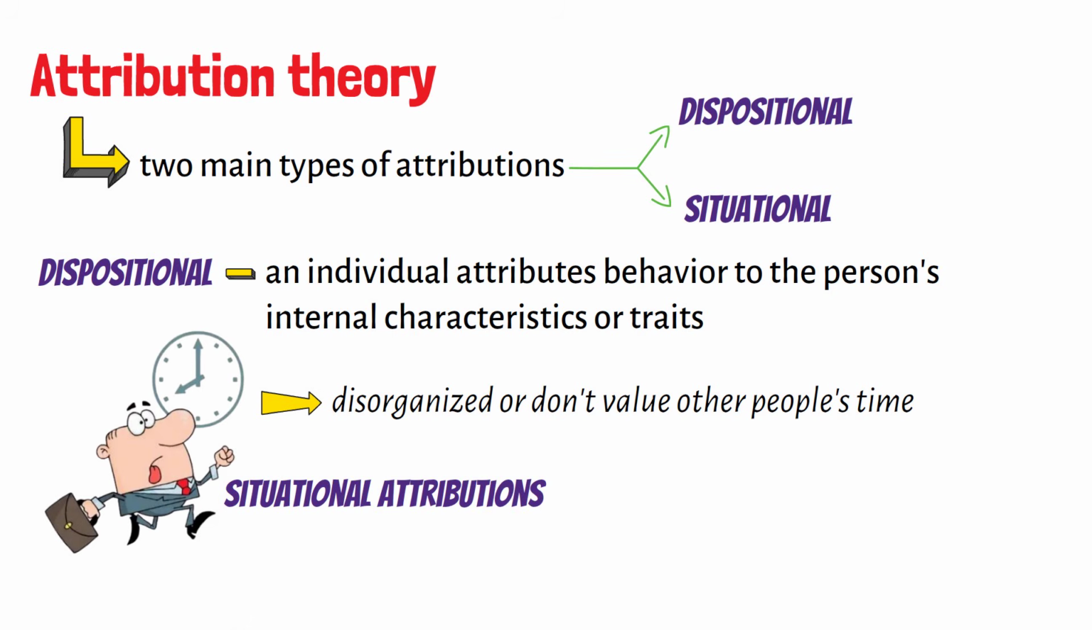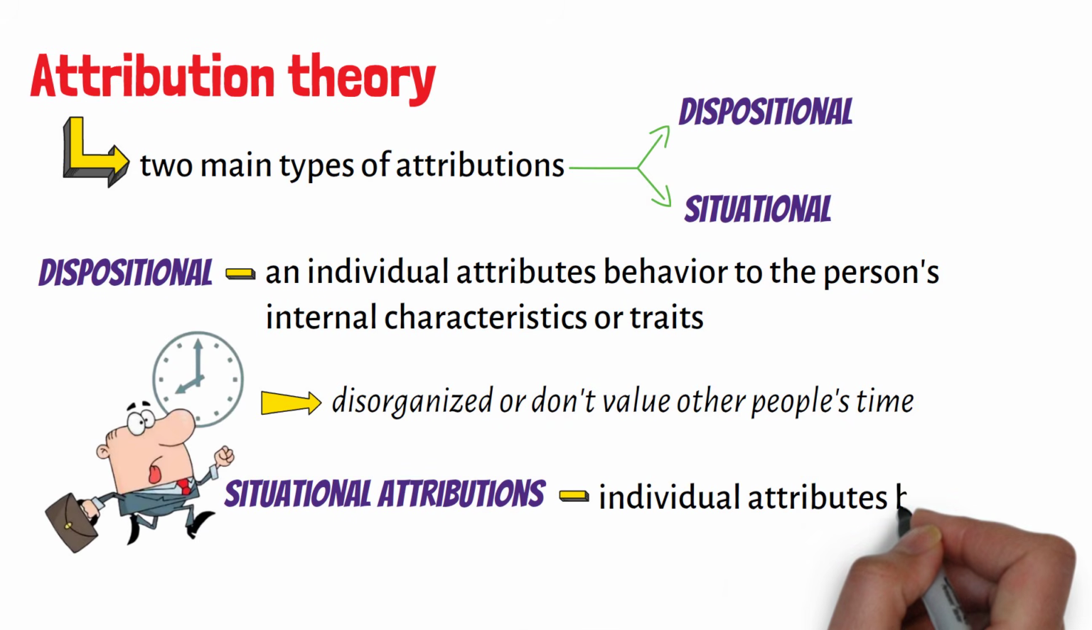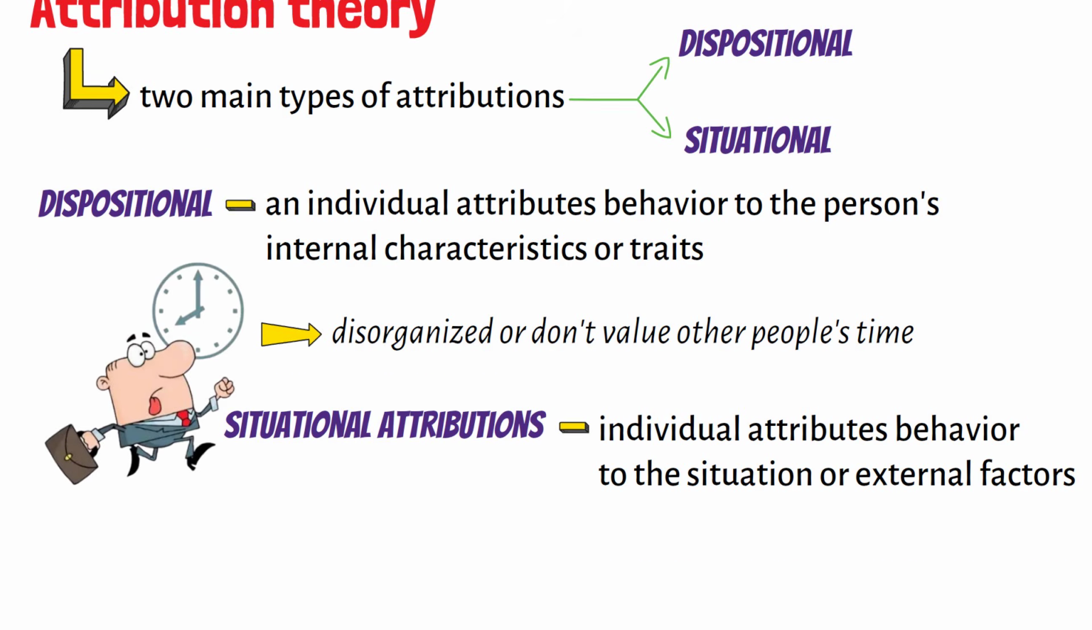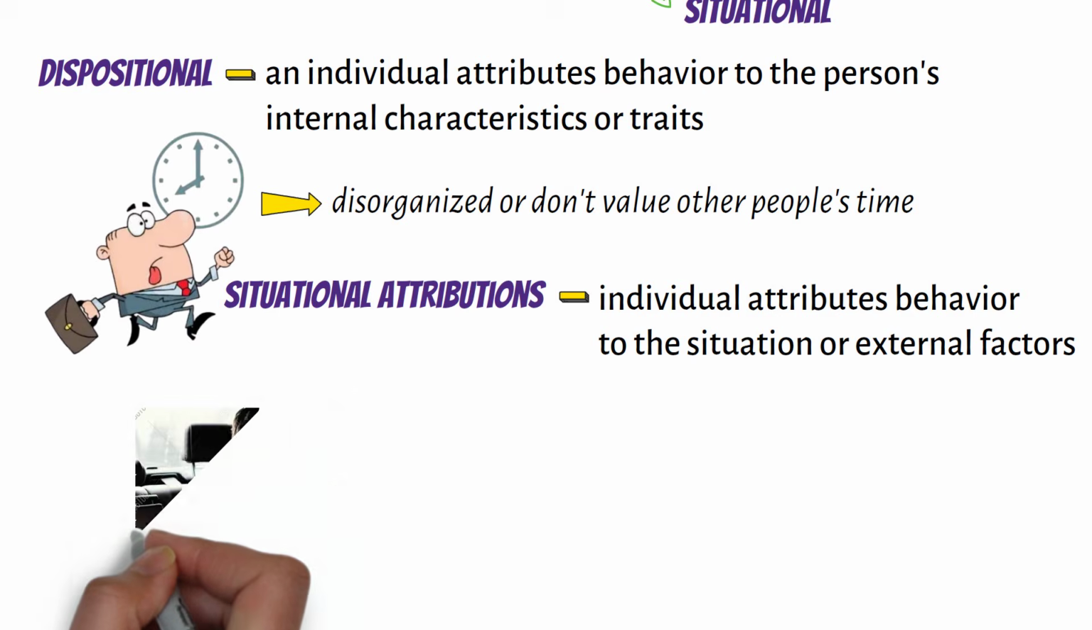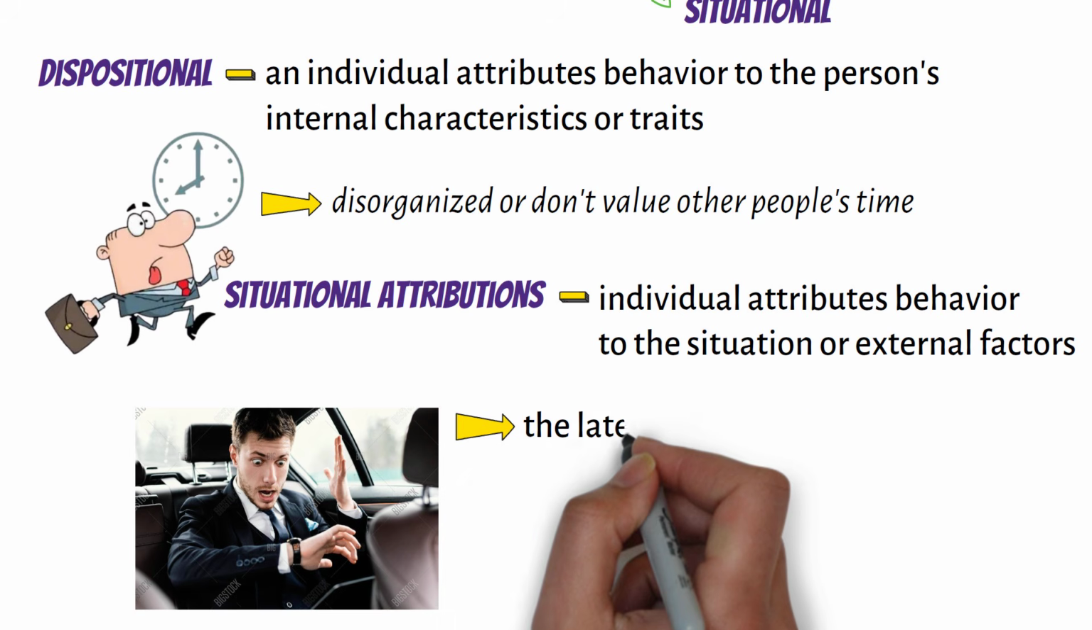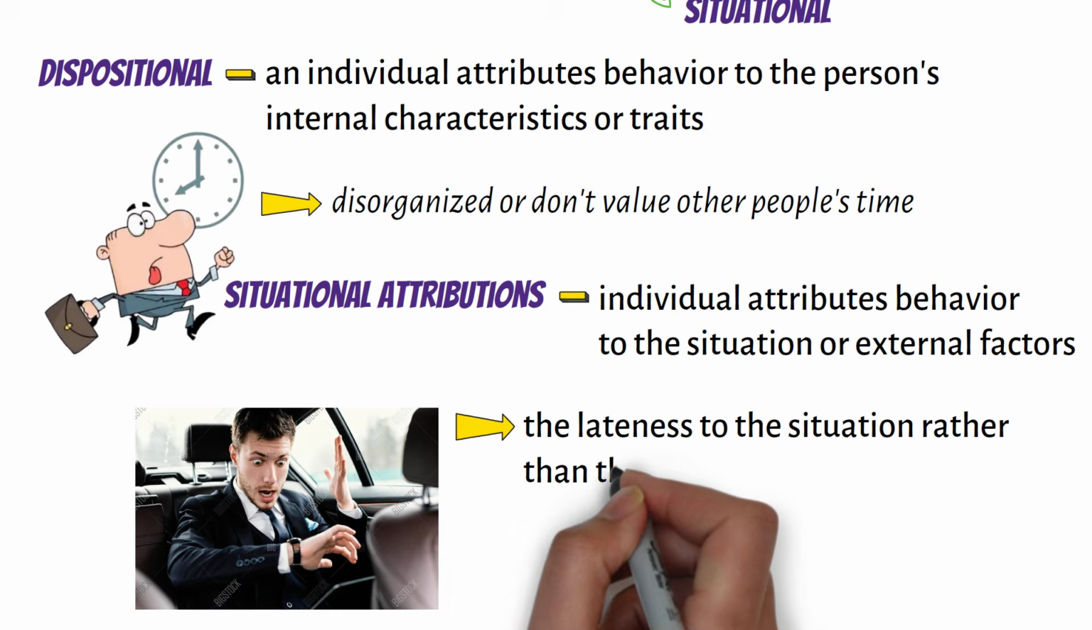Situational attributions, on the other hand, are those in which an individual attributes behavior to the situation or external factors. For example, if someone is late to a meeting because of traffic, we may attribute the lateness to the situation rather than the person's character.